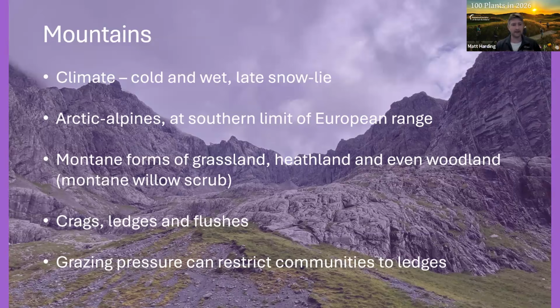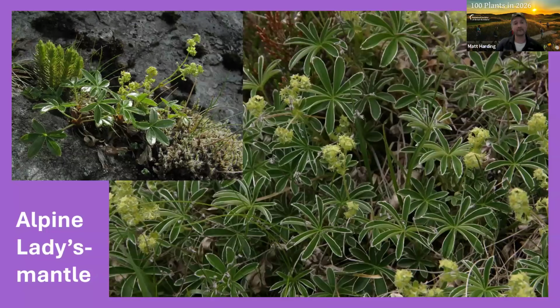Interesting features are crags, ledges, and flushes. And often grazing pressure will restrict certain plants or vegetation communities to ledges. So you'll see a whole different set of plants there on the ledge compared to at the base of the crag. And before grazing pressure was so high, those ledge plants would probably be in a herb-rich sward at the base of the crag as well.